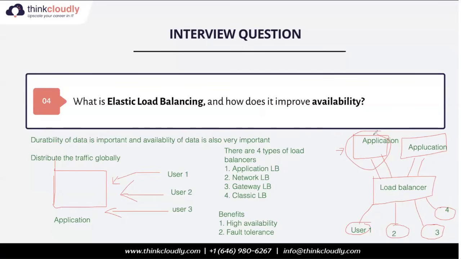So I created multiple copies of my application, and I placed this load balancer over here. Now, if user one is coming here, the load balancer randomly sends it here. If user two is coming, the load balancer sends it over here. If user three is coming, the load balancer sends it over here. If user four is coming, the load balancer sends it over here. So what's happening over here?